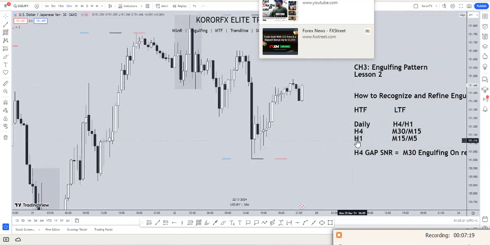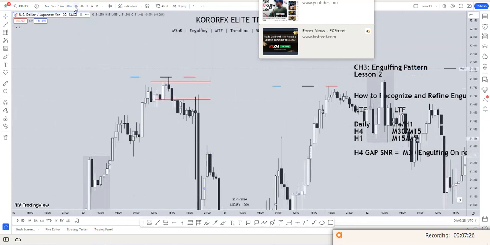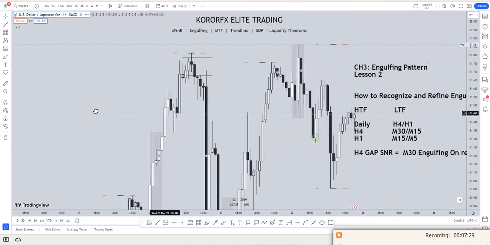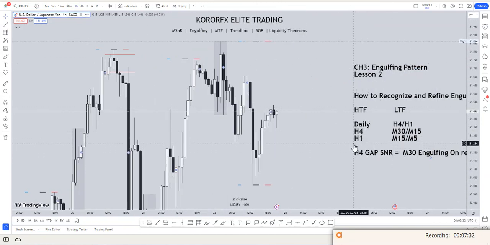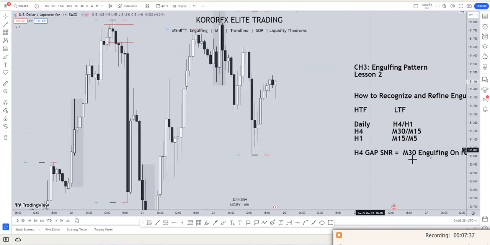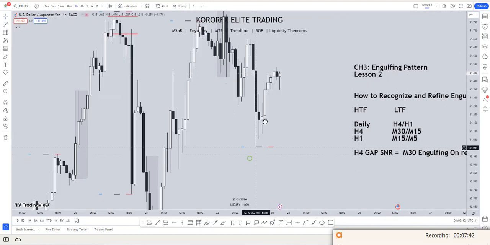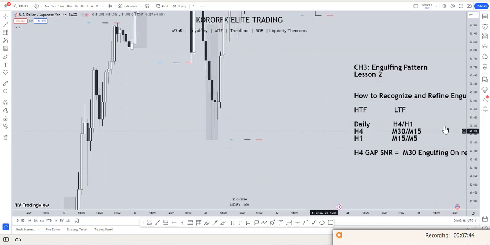For example, on H4, the best engulfing refinement will be 30 minutes. Okay, so let us go to H1, sorry, H1, that's the 1 hour time frame. Whenever you get a 1 hour time frame engulfing, the basic time frame to refine is 15 minutes. So I want to show you engulfed candles. For example, here we are at 1 hour 30. There is an engulfed candle here. There is an engulfed candle here.